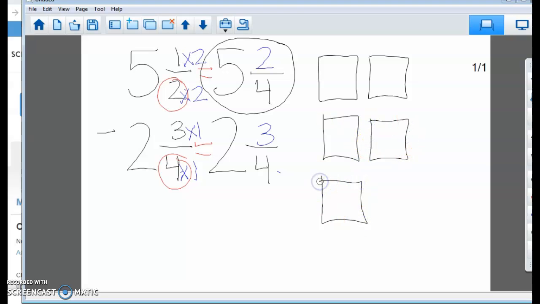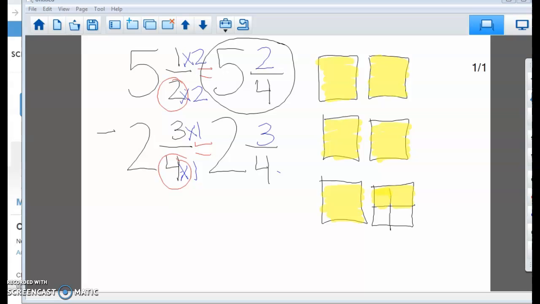But I don't only have 5 wholes, I also have 2/4 of another whole. So I'll draw another whole and split it into fourths. Now I'm going to shade in what I actually have. I have 1, 2, 3, 4, 5 wholes, and 2/4. I didn't color the bottom of those because I only have 2/4. Now I'm ready to do some subtracting.